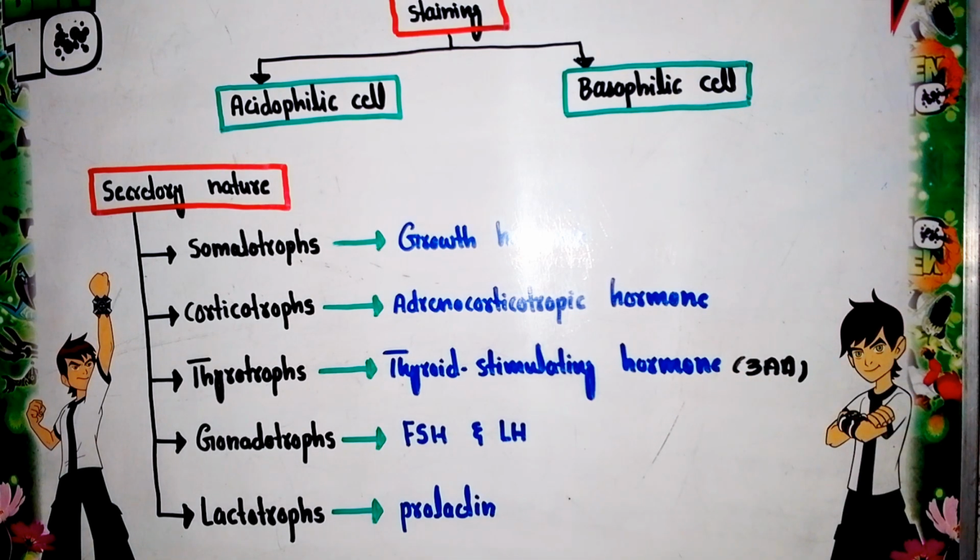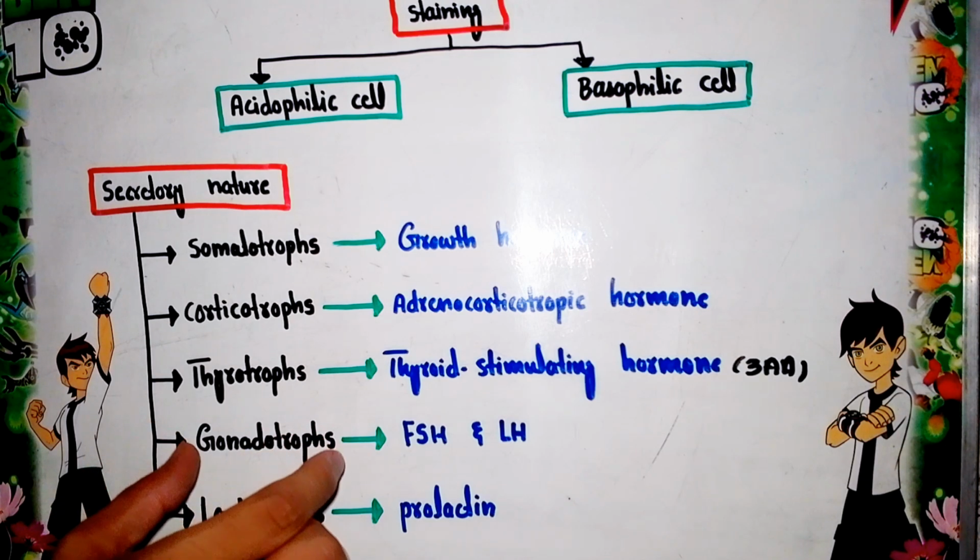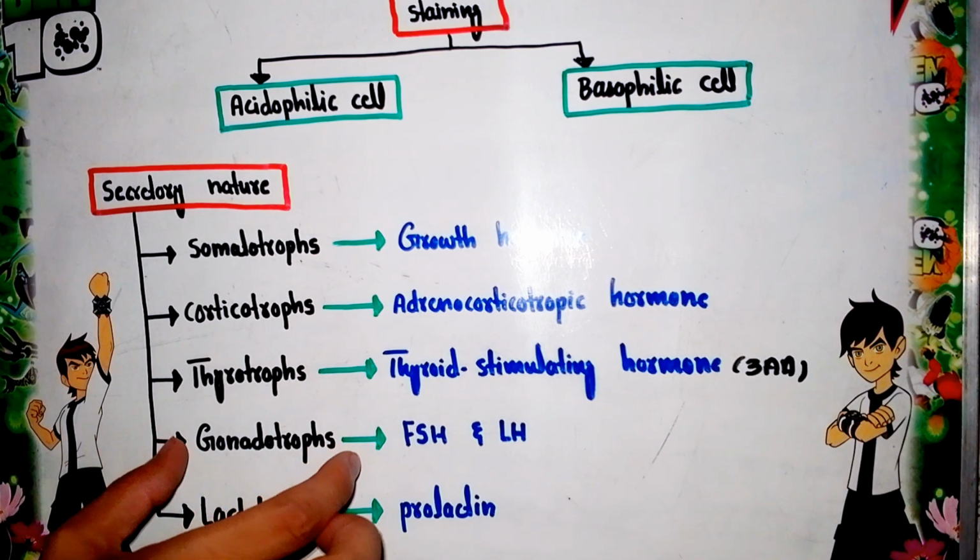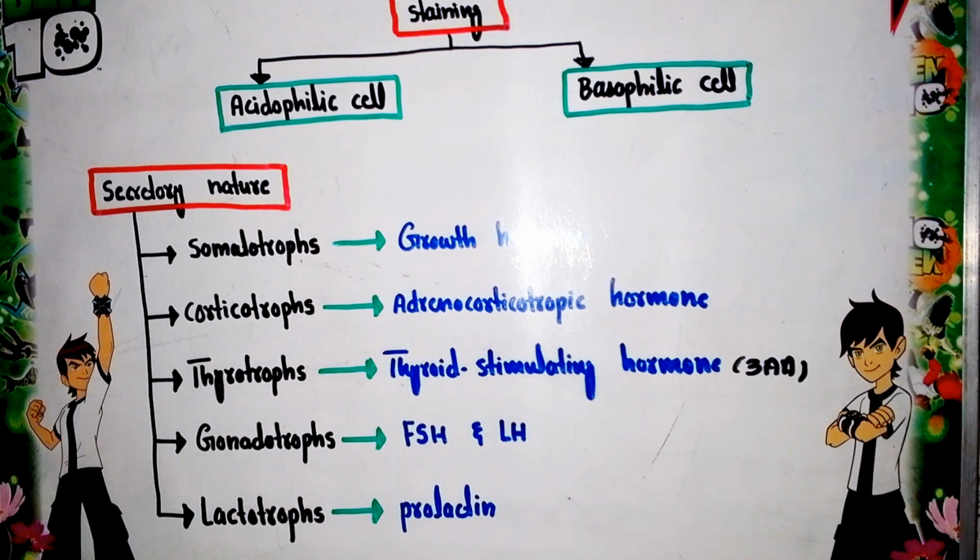The fourth chromophore cells are called gonadotrophs. These gonadotroph cells are responsible for the production of gonadal hormones, called follicle stimulating hormone and luteinizing hormone, which act on the gonads and control its secretions. The last type of chromophore cells is called lactotrophs, as these cells are responsible for the production of prolactin. So these are the types of cells found in the anterior pituitary.